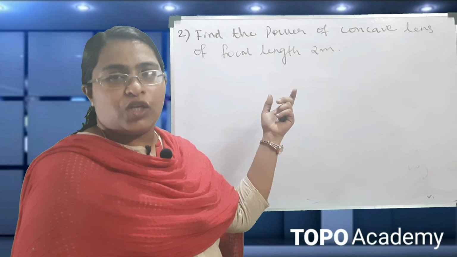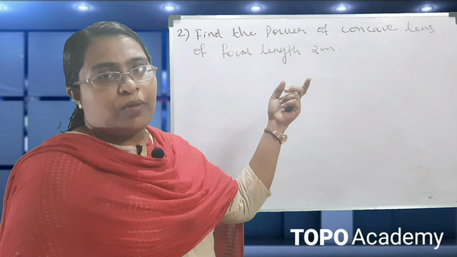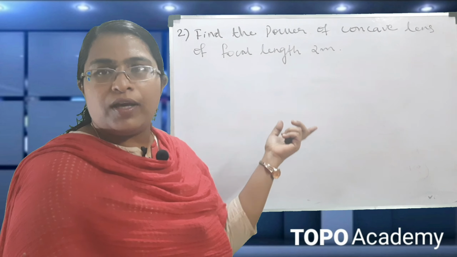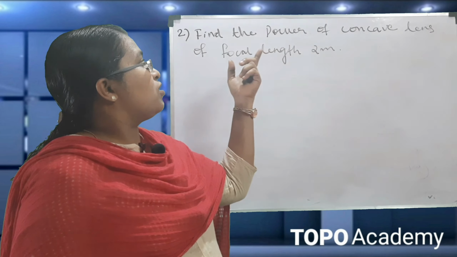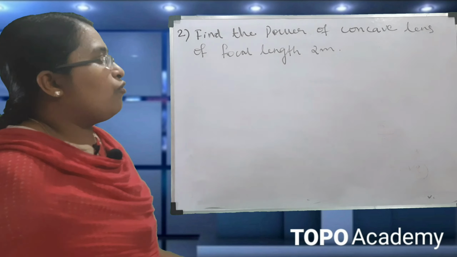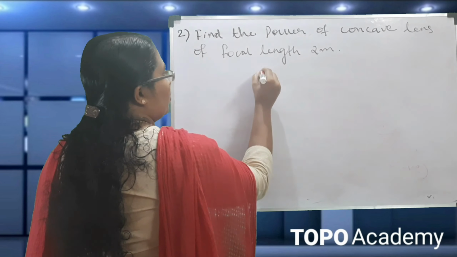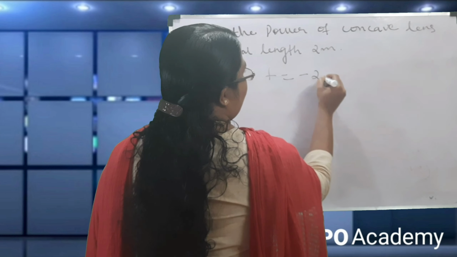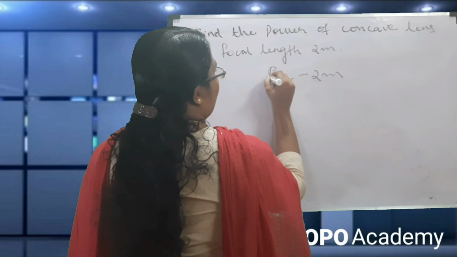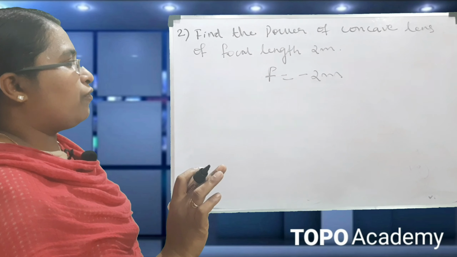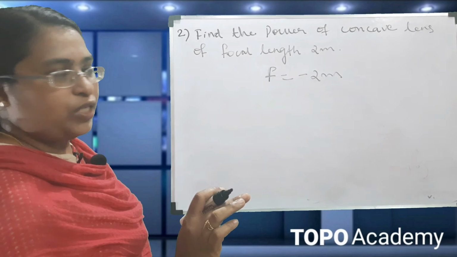When you see this question, you think it is very easy, but if you are not using the sign convention properly, the answer will be wrong. So here the question is, find the power of a concave lens of focal length 2 meter. For concave lens, what is the sign for focal length? It is negative. That is the main point here. Otherwise, if you are not putting the sign here, the problem will be wrong. So f is equal to minus 2 meter.